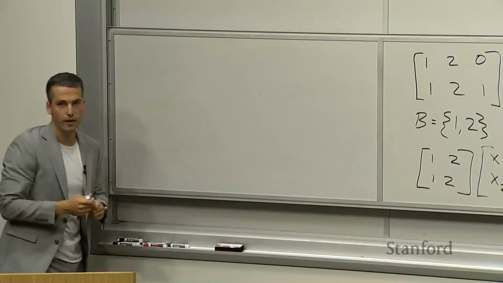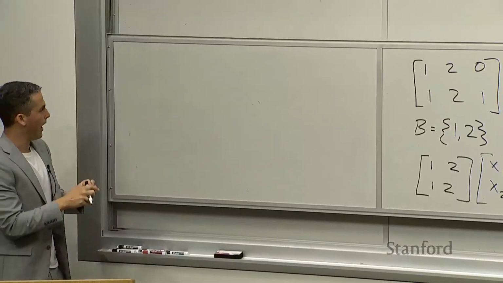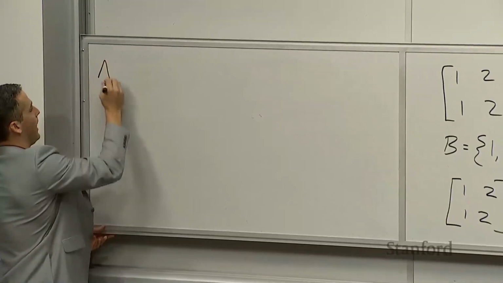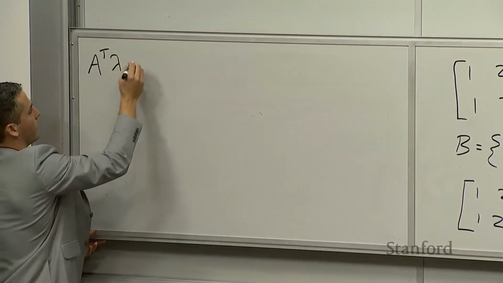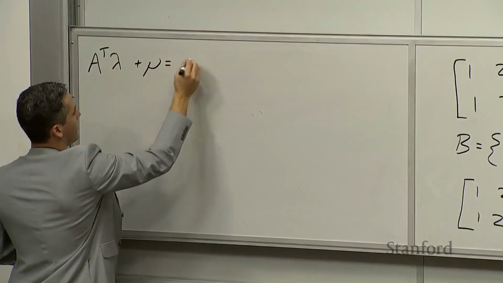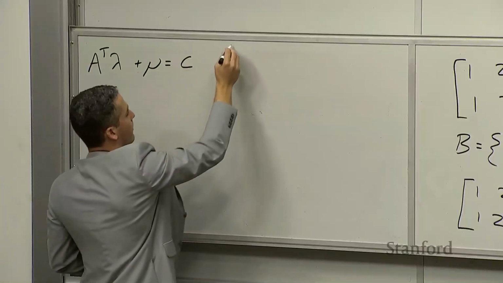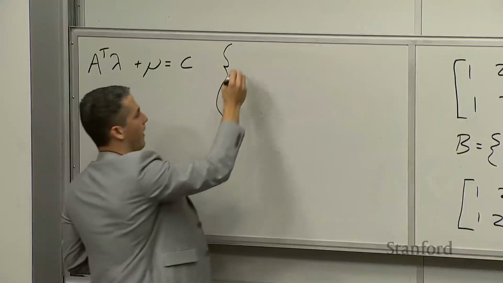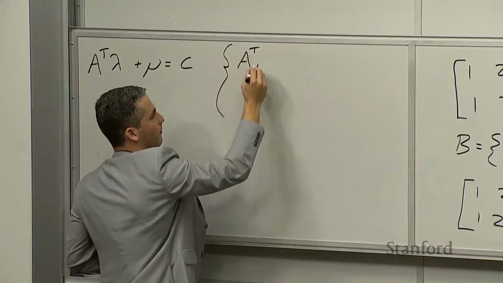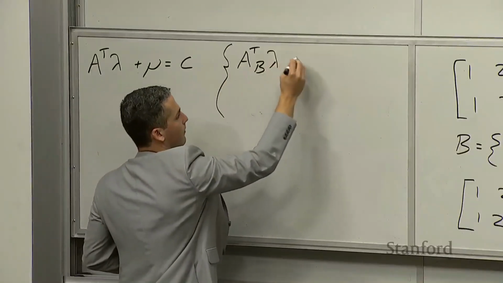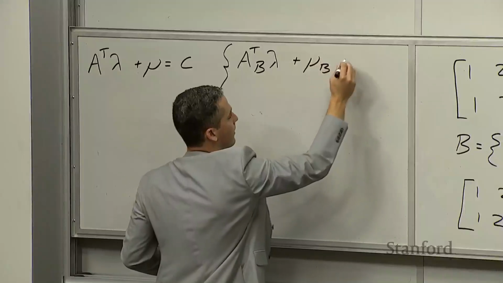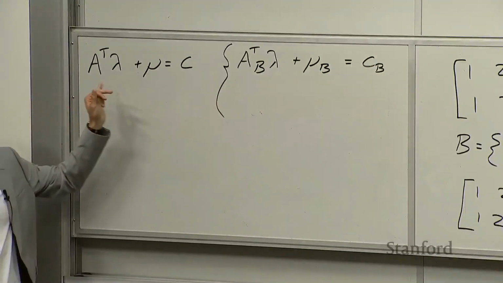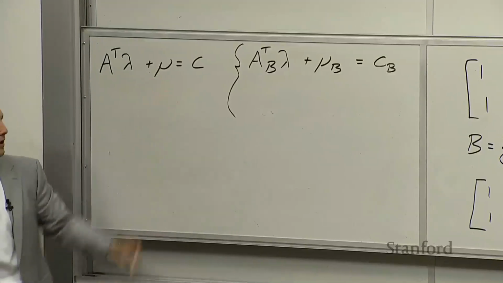Okay, so we're going to start with the stationarity condition, and we're just going to rewrite it in terms of our basis variables. So we had our stationarity condition as A transpose lambda plus mu equal to C. We can rewrite this in terms of our partitions, where we have A transpose basis lambda plus mu basis equal to C basis. Okay, so all we've done is access the specific components for the basis partition.